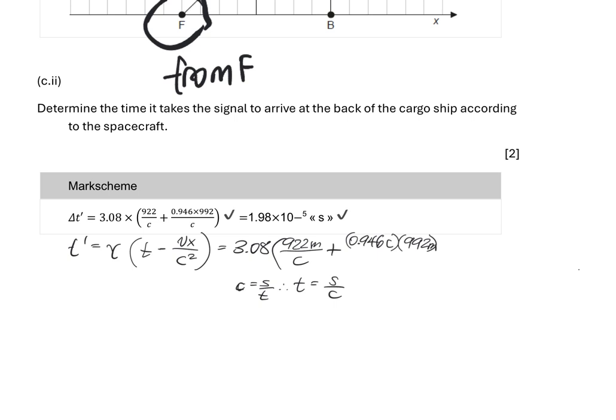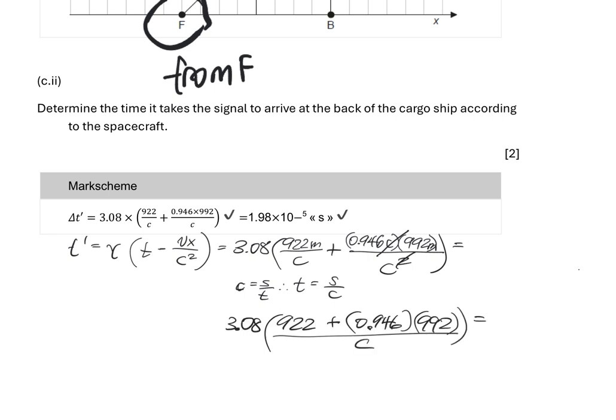And then there's the c squared. So this c goes away, this squared goes away. There we go, giving us 1.91 times 10 to the negative 5.